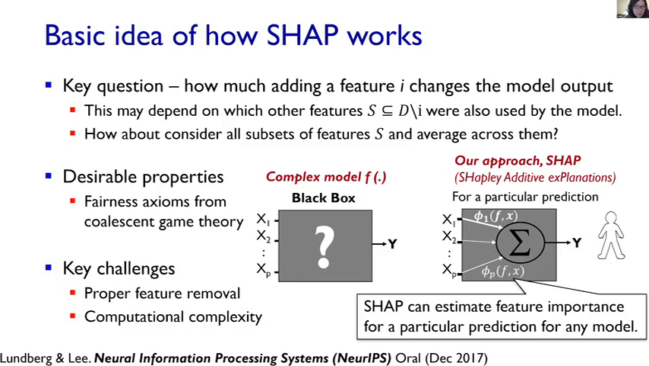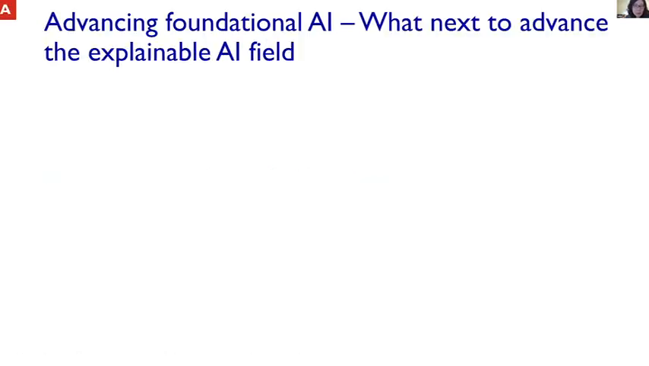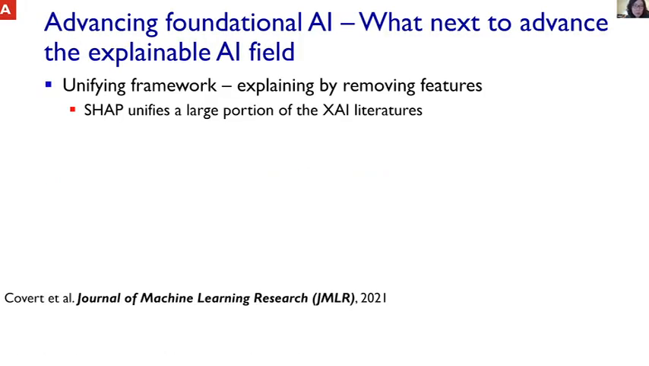But it turned out that developing SHAP did not solve the problem, and it actually opened so many research directions in this explainable AI field. For example, in one work, we showed that SHAP unifies a large portion of the explainable AI literature, with like 25 methods following the same principle, all explained by removing features. This helps us understand what goes wrong, understand both the failure mode and the success mode, and improve and develop new methods in this space.